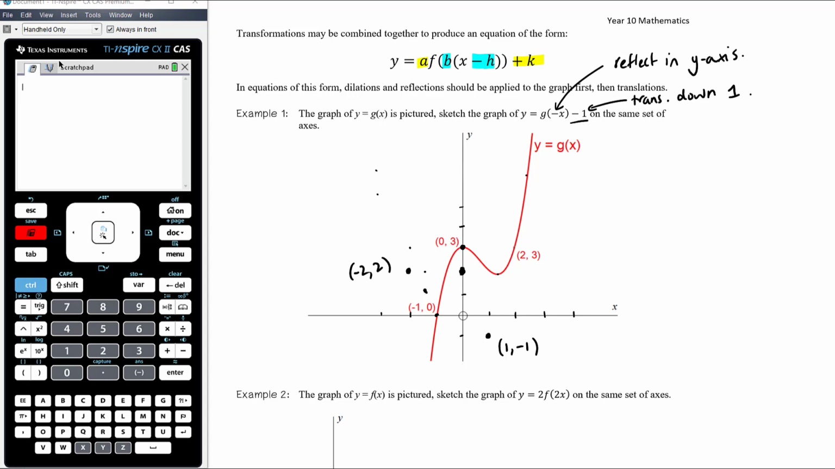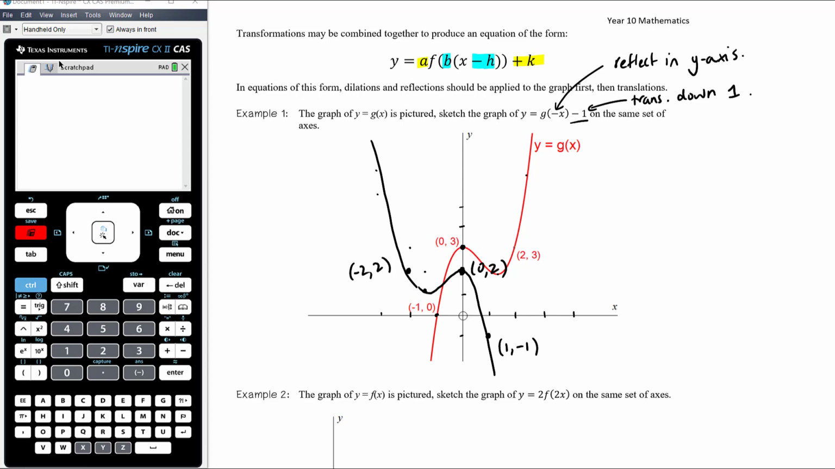You might just think about some points. So we're going to have our graph come down here, turn here, and down here. Probably got that bit out a bit. Should be a bit steeper, I think. Okay, so reflected in the y-axis and down by 1.